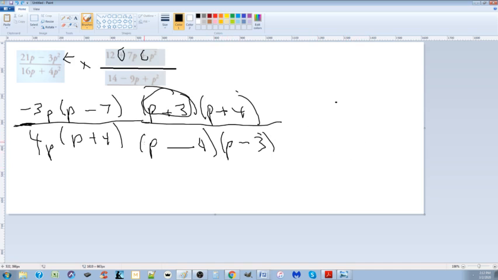We've just rearranged it the way we like. We're still going to end up with the same cancellations. You still have to find out the exclusions, and guess what? Your exclusions are still the same. It didn't affect the exclusions. P still can't be 4.